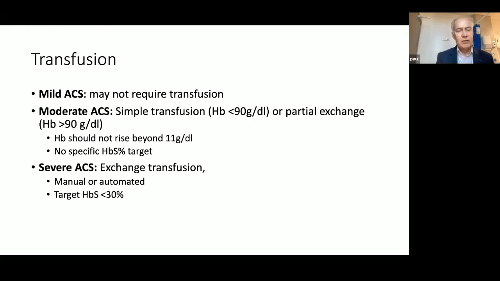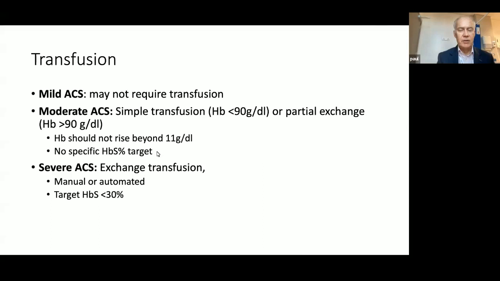For a moderately severe acute chest syndrome, where there is a significant respiratory problem, but is perhaps not rapidly progressive, and the hemoglobin level allows this, in other words, the hemoglobin level is below 90 grams per litre, we might consider a simple transfusion. So that would be a simple top-up transfusion of somewhere between 10 and 20 mils per kilogram. But we have to be very careful not to over-transfuse and increase the hematocrit too much, because then you may run into hyperviscosity problems.